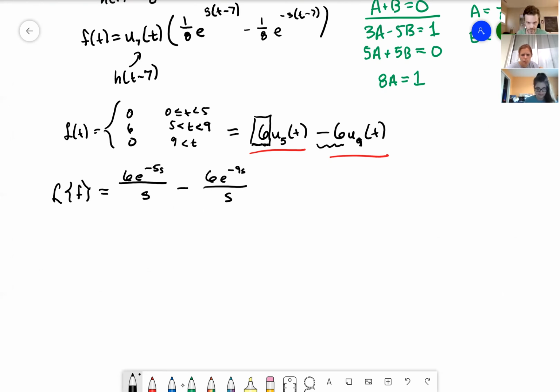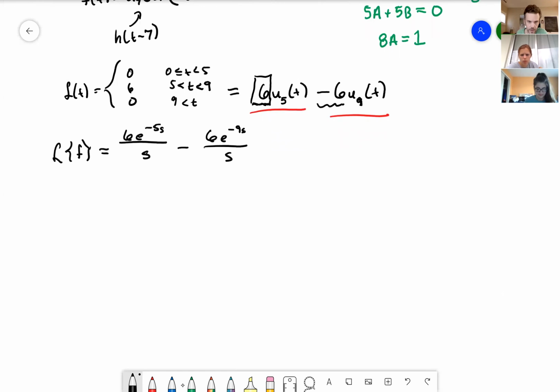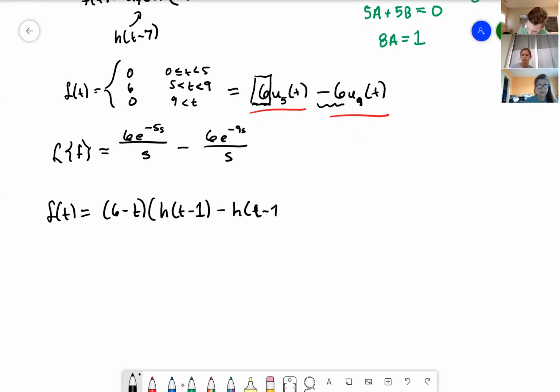Okay, so this one, we want to find the Laplace transform of this function. So they say this function is 6 minus t times h of t minus 1 minus... oh, they've done this interesting rewriting, so maybe this is good to talk about. They've got this function 6 minus t, and this function turns on at 1. Well, let's rewrite this in the way that we're familiar with it.